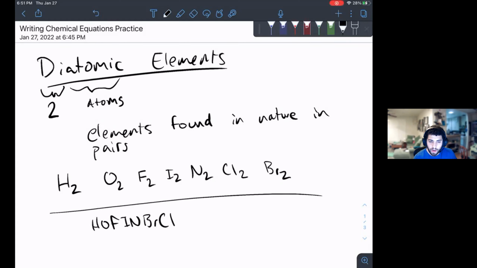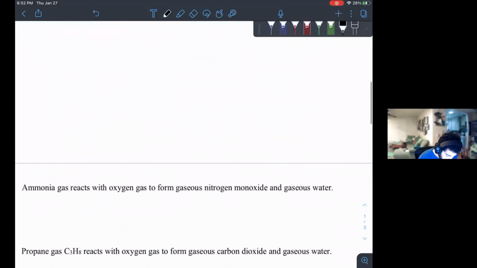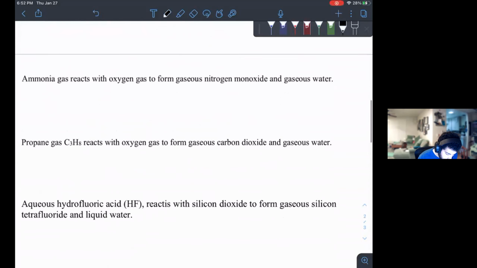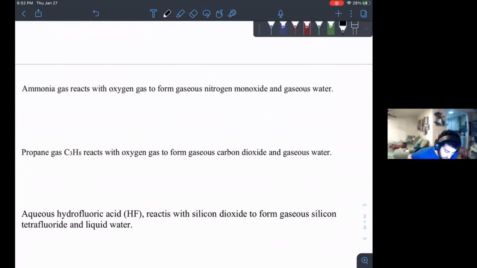So just remember, no matter what you're doing, if these elements are not bonded to something actively in a compound, they're not part of something, they will be in pairs. And we'll see what that means in a couple minutes as we move on through to our practice problems. So starting with the first one. Ammonia gas reacts with oxygen gas to form gaseous nitrogen monoxide and gaseous water.